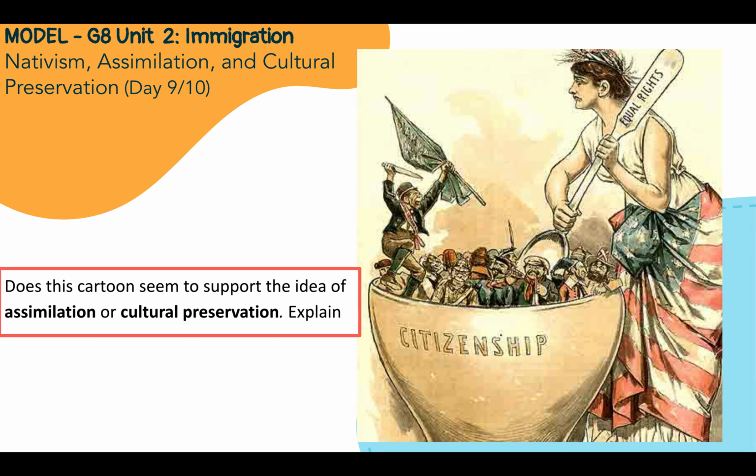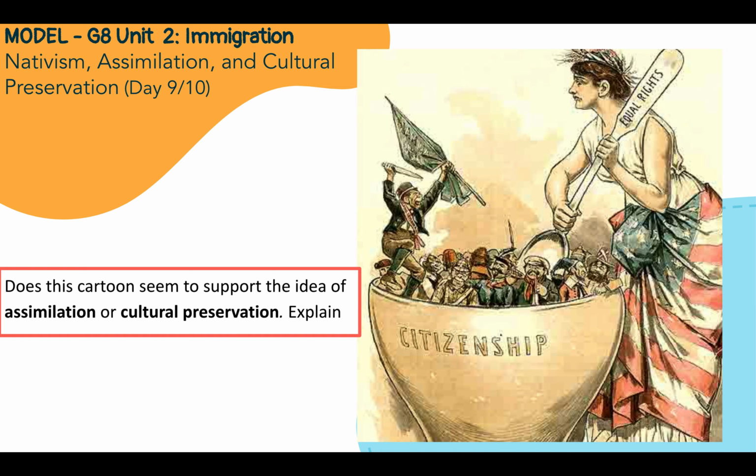Explain. And this question is basically trying to tap into a student's prior knowledge as well as what they just learned, and making that connection between the two in order to provide a full scope of what the understanding is on immigration in the United States.